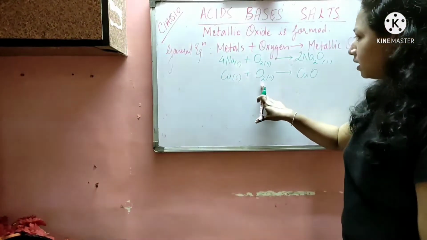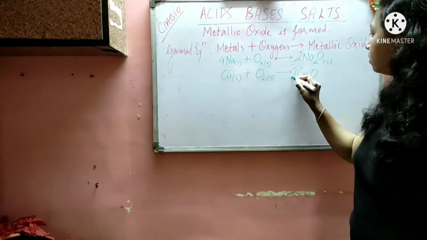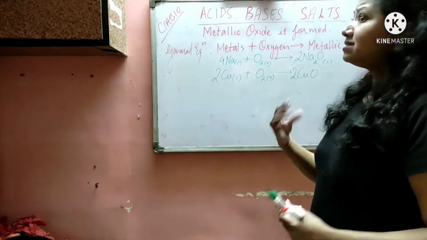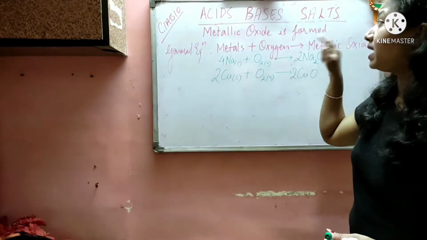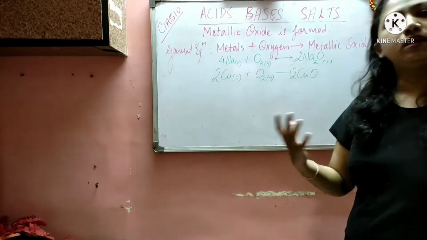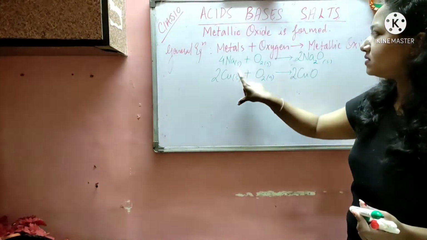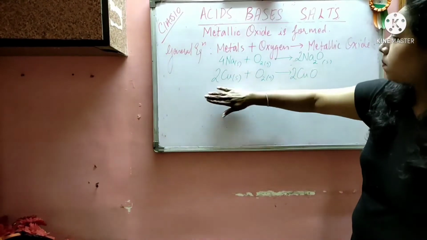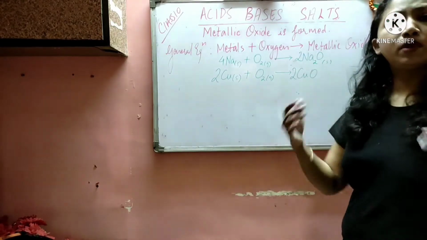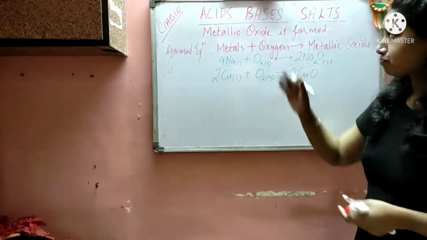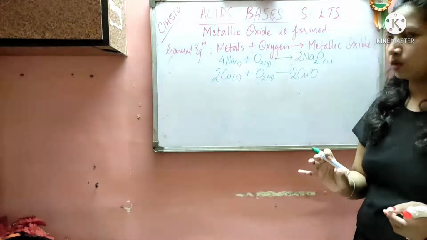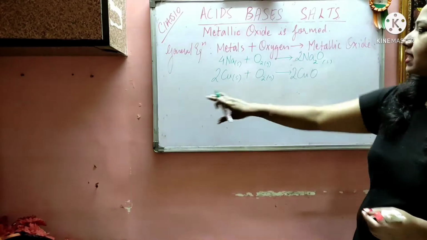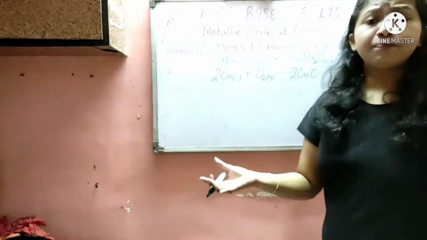Now let's see the balancing part. 2 oxygen, is it 2 over here? No. Now it has become 2 copper, so you need to balance it over here. So what is the reaction? When metal reacts with oxygen, what you get is metallic oxide. The examples we have seen: sodium, when it reacts with oxygen, you get sodium oxide. Copper, when it reacts with oxygen, you get copper oxide. So when metals react with oxygen, what you get is metallic oxide. These are the examples.